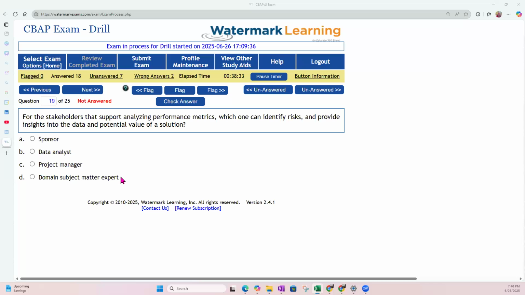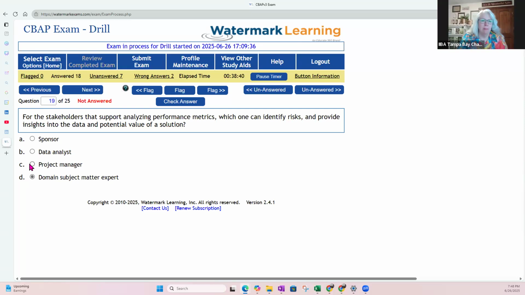I would say Delta. Let's say C. Why do you like C most, Stephen? I know when I think project manager, I think about identifying risk. Okay. Let's remember this part: the potential value of a solution. Domain subject matter expert might be better. So we exclude sponsor and data analyst for sure. I would go for D too.